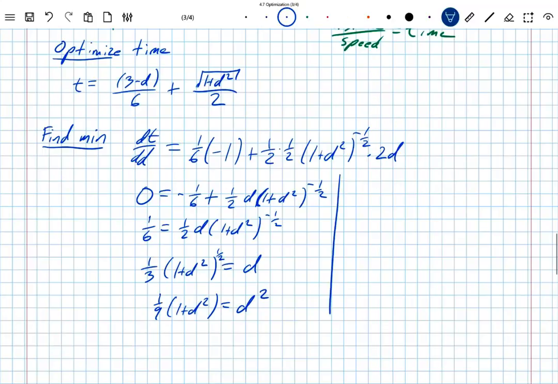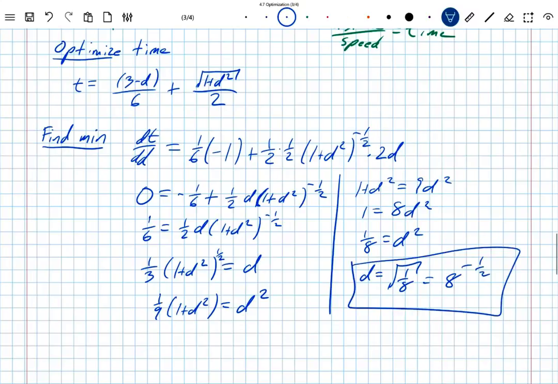Let's go ahead and move over here. Looks like 1 plus d squared equals 9d squared. 1 equals 8d squared. 1/8 is equal to d squared. d is equal to the square root of 1/8. By the way, that is also equal to 8 to the -1/2. Cool. By the way, our units in this case is kilometers.